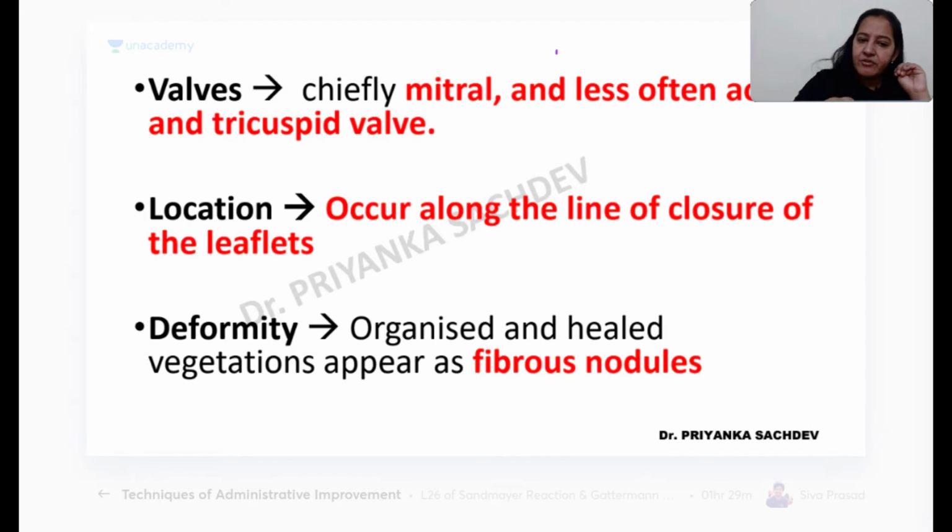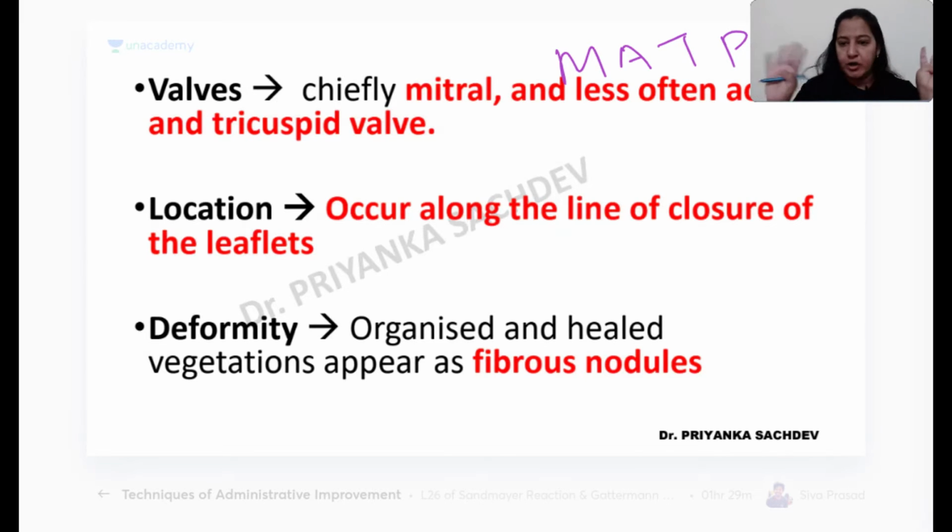Which valve is involved? Mitral followed by aortic, followed by tricuspid, and pulmonary is not involved. So the sequence is the same as that of rheumatic. Mitral followed by aortic, followed by tricuspid. Pulmonary is not at all involved. So the sequence is the same.